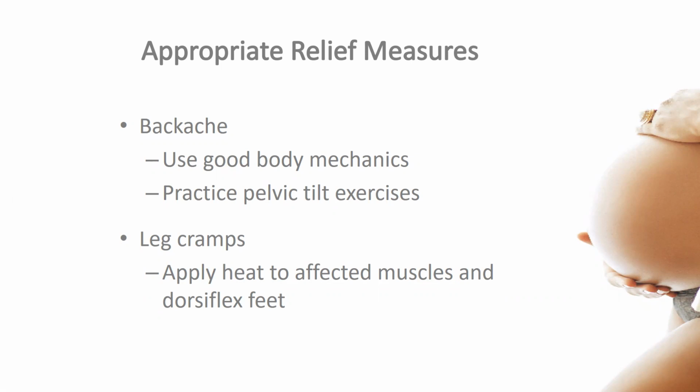Round ligament pain is the ligaments that stretch due to the uterus as it gets larger, and it causes pain when rising up in the abdomen. So it causes pain, kind of like a grabbing sensation in the lower abdomen by the inguinal area. You can apply heat to that area to help and rise slowly to decrease those symptoms.